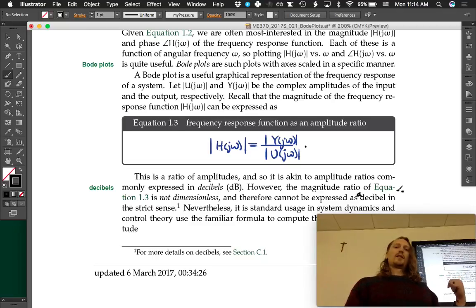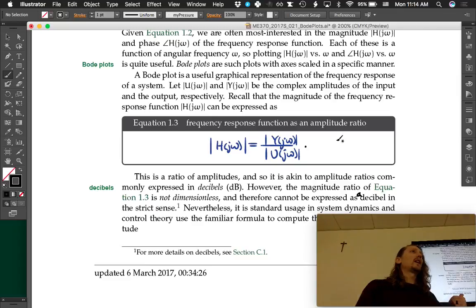But we can't be guaranteed that the output is going to have the same unit as the input, right? So this amplitude ratio actually is not dimensionless. And therefore, technically, you can't really express this as a decibel. However, that doesn't stop us. We just do it anyways, and it's just become standard in system dynamics and controls to do this. And it's just important. I don't think I'd ever seen this presented in a class before, so I wanted to make sure that we make note of that, because sometimes it freaks students out. I've seen people get to this point where they're like, wait a minute, what are the units of this? Like, it has units in the equation.